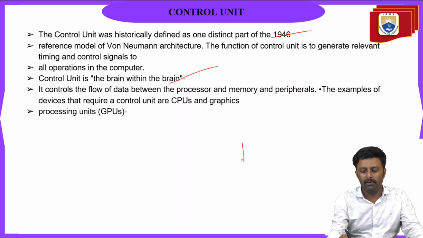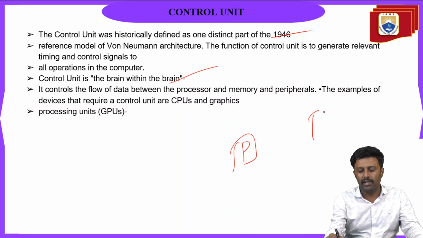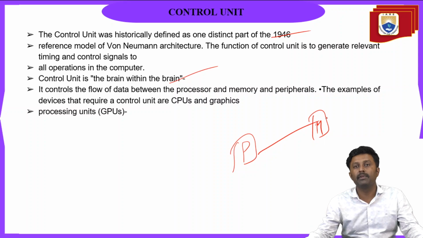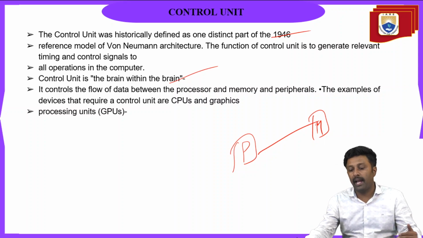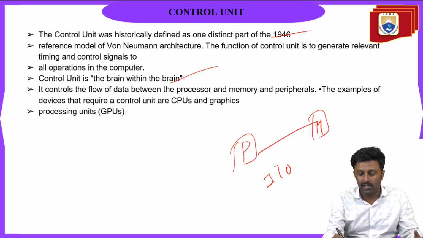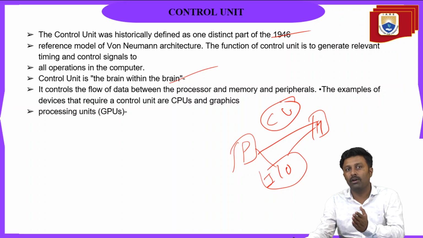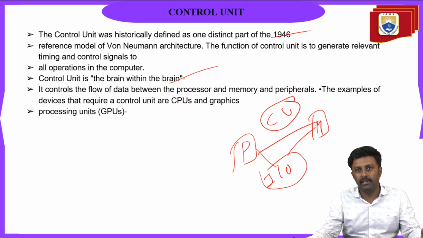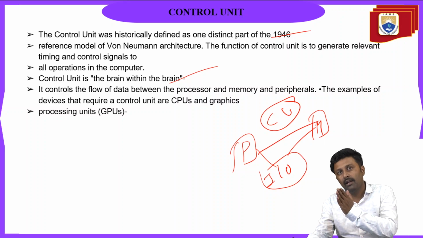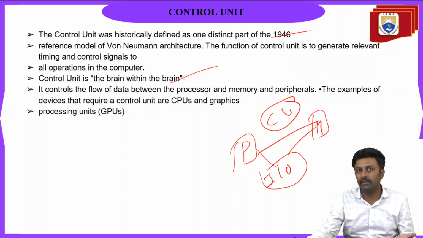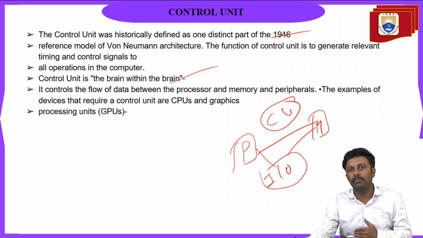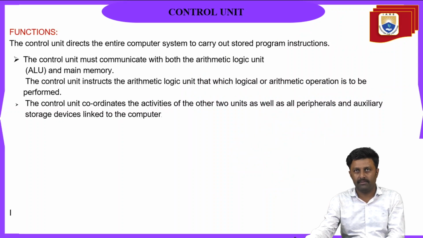In the computer there will be a processor and the memory. The flow of data between the processor, memory and the peripherals like I/O devices will all be taken care of by the control unit. So the control unit plays an important role in the flow of data between the processor, memory and peripherals. Examples of devices that require a control unit are the CPU and, for example, graphics processing units, GPUs.